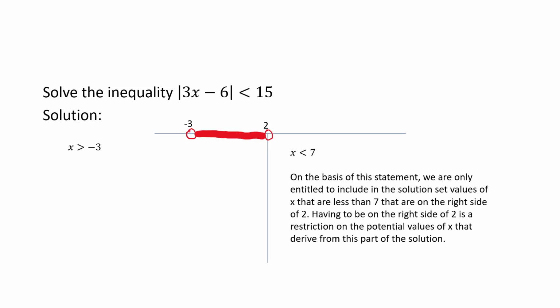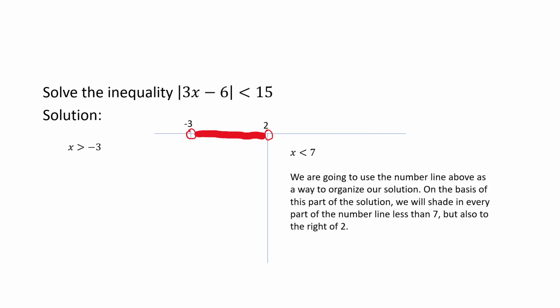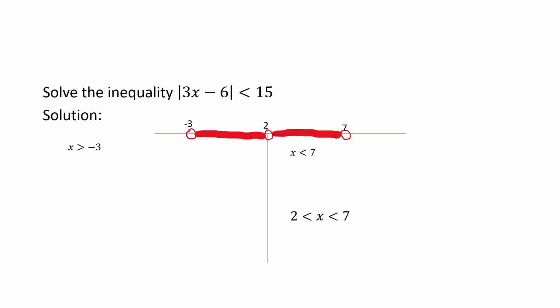Now, go on the other side. x is less than 7. On the basis of this statement, we're only allowed to include in the solution set values of x less than 7 to the right of 2. So we are going to draw in a 7, and we're going to include values to the left, but they have to be on the right side of 2, like that.